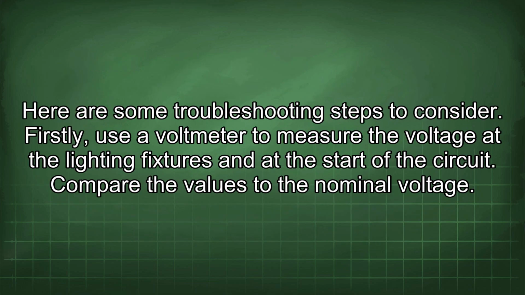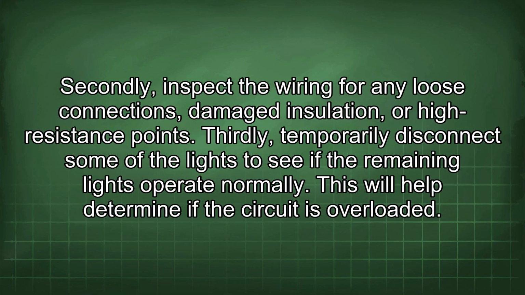Here are some troubleshooting steps to consider. Firstly, use a voltmeter to measure the voltage at the lighting fixtures and at the start of the circuit. Compare the values to the nominal voltage. Secondly, inspect the wiring for any loose connections, damaged insulation, or high resistance points. Thirdly, temporarily disconnect some of the lights to see if the remaining lights operate normally. This will help determine if the circuit is overloaded.